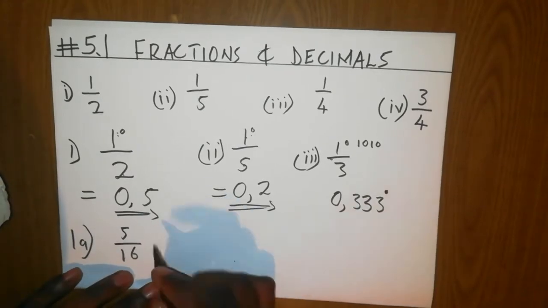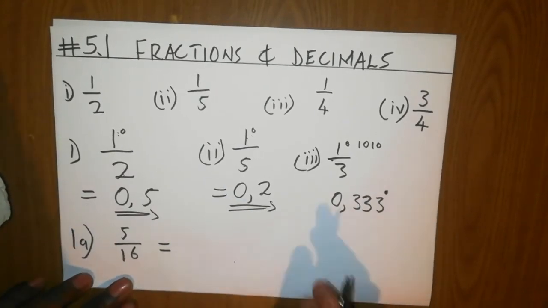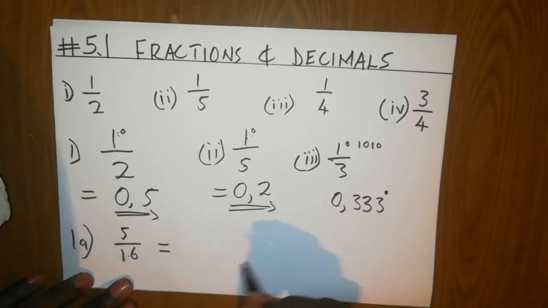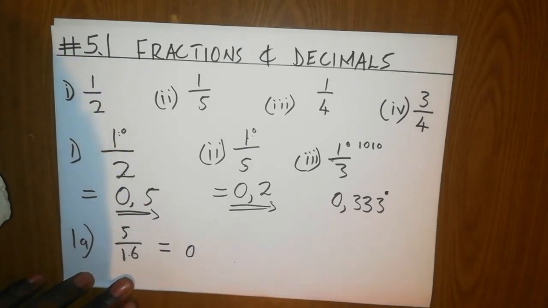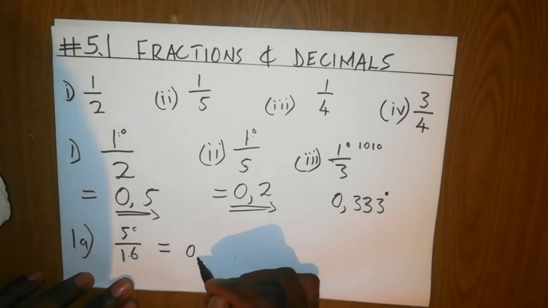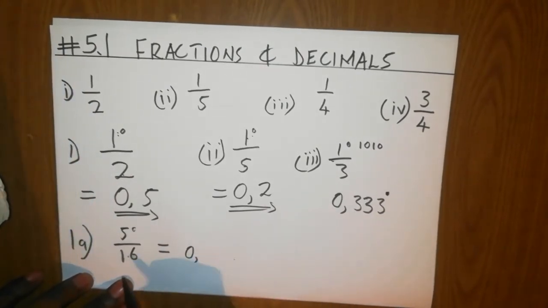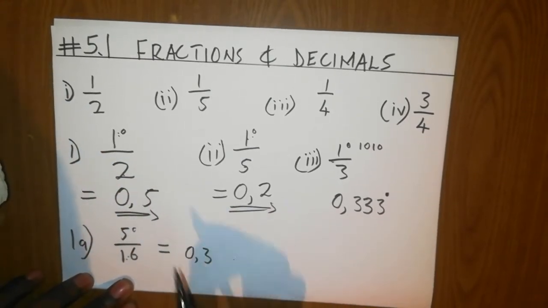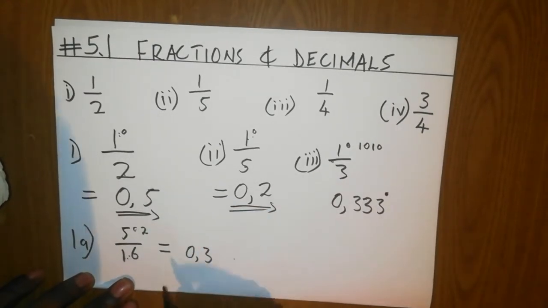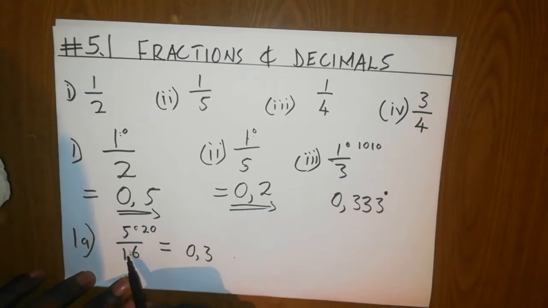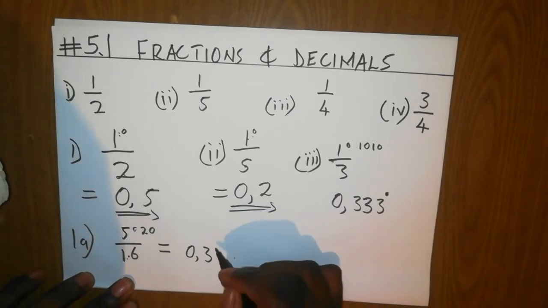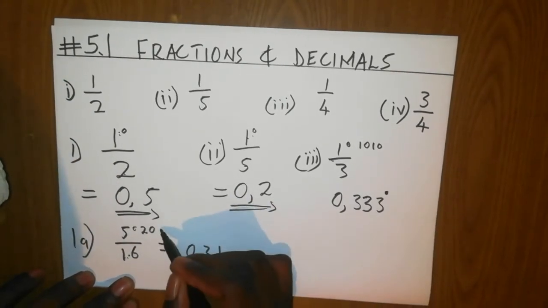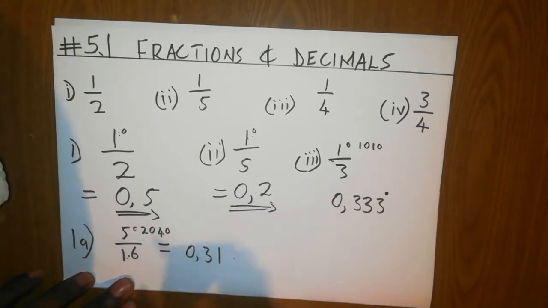Number 1A is 5/16. So we say is equal to, in this case, it's 16 into 5, that's equal to 0. Then I put a 0 there, which will automatically introduce a comma. Now it's 16 into 50, I'll get my 3. Remainder 2. Then I'll add a 0 there. Then 16 into 20, I'll get my 1. Remainder 4. I put a small 0 there.